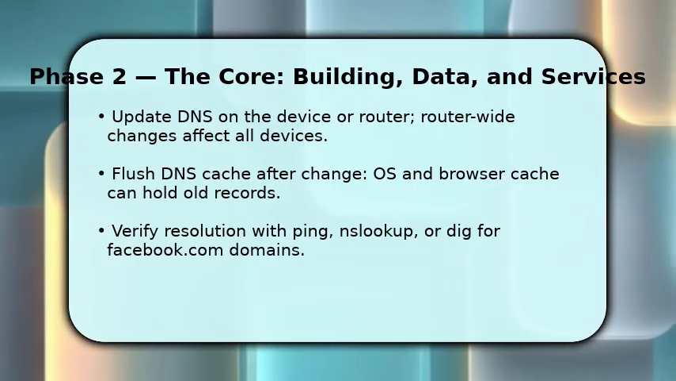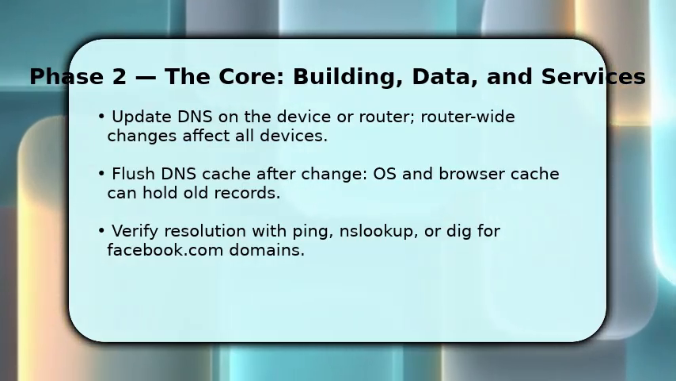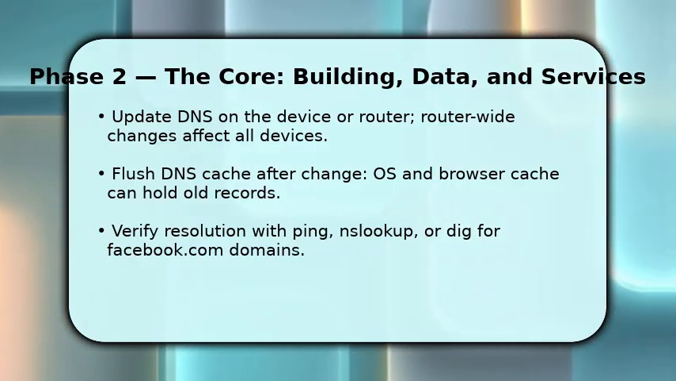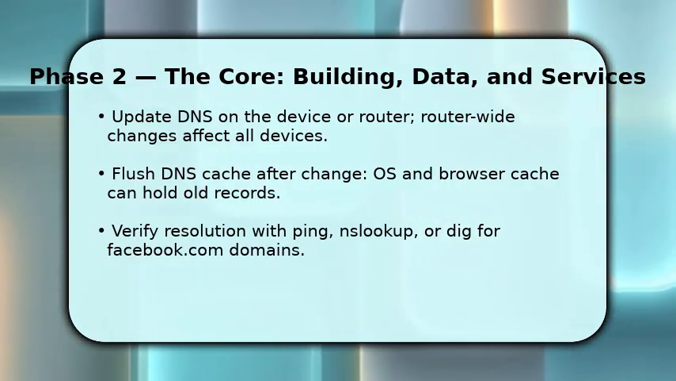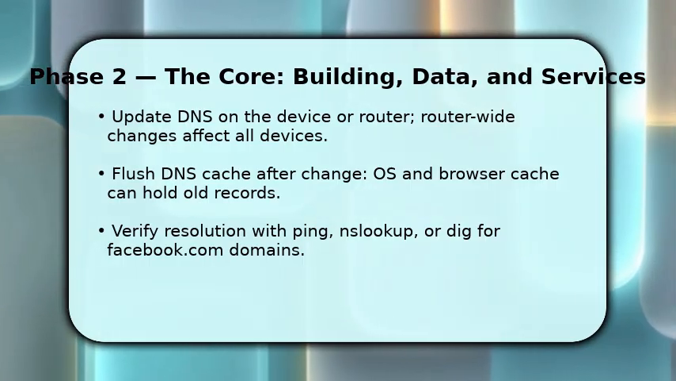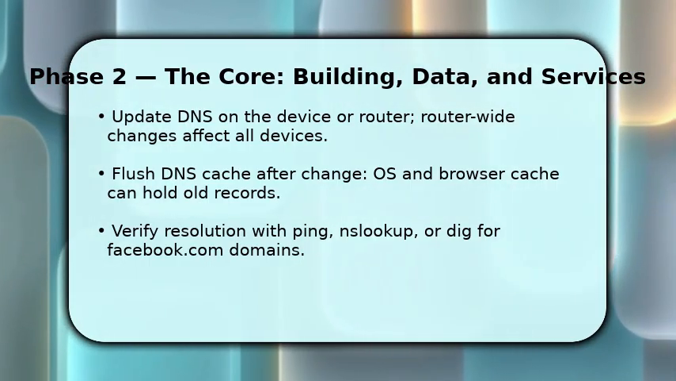Now you perform the actual change. Access router or device DNS settings and enter the chosen resolver IPs. Router changes apply to every connected device, which saves time. Once saved, flush your device DNS cache and restart the browser so stale answers do not persist.